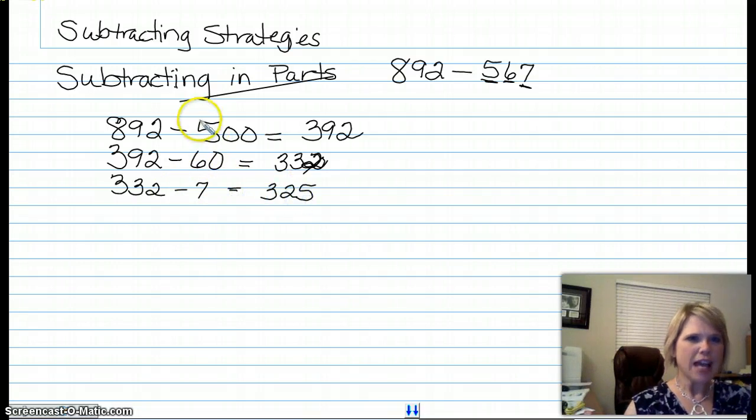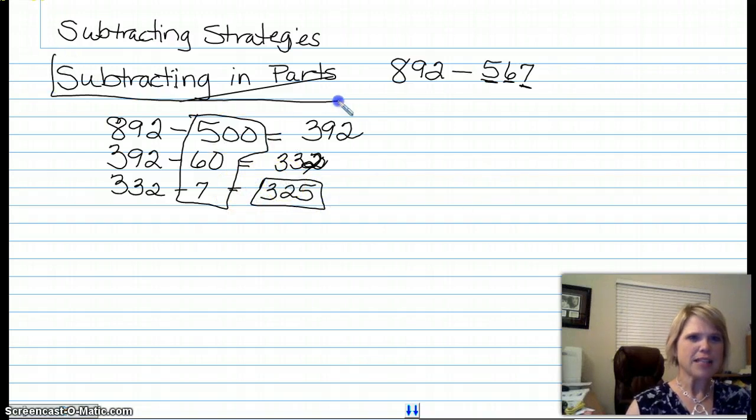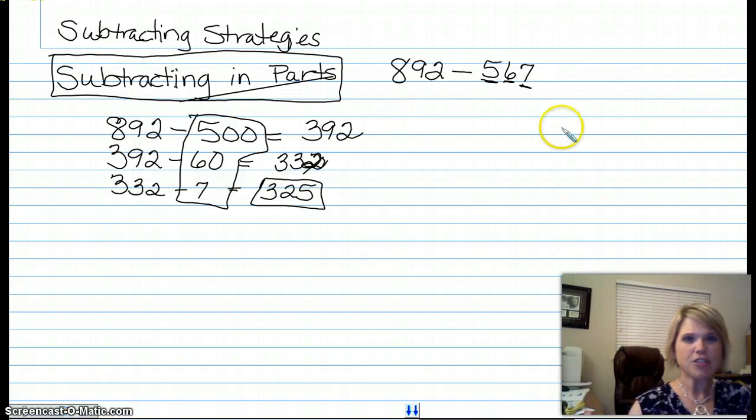So you can see I took away 567 altogether, and my answer is 325. This is called subtracting in parts. If you have not written that down yet in your notes, pause the video and do that now.